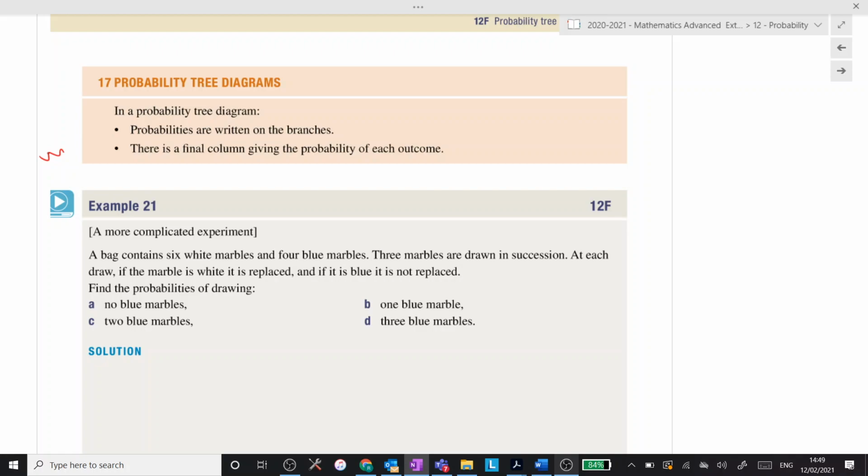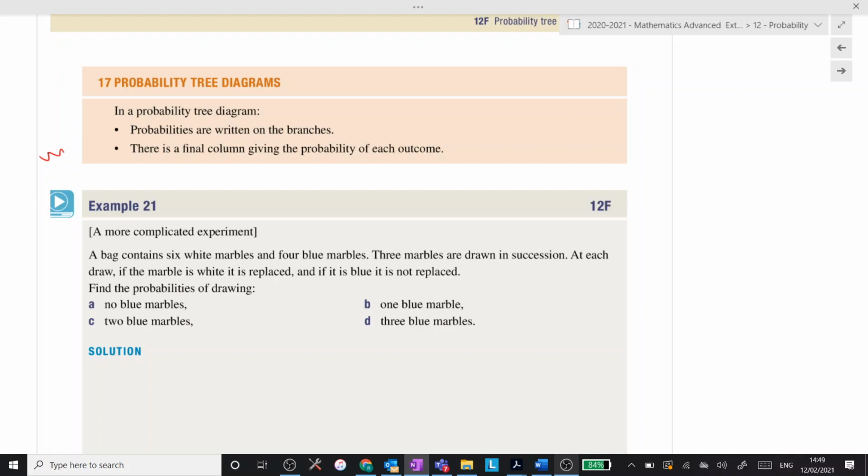So, probability tree diagrams. We write the probabilities on the branches, and then we have the final column which calculates the final probability of that outcome. Make sense? When we did a normal tree diagram, you had each possible outcome, and then at the end you label the sample space or the outcome. Because these have multiple of the same outcome, that's why we use the probability tree. We label it and put the probability on each branch, and then at the end we calculate it.